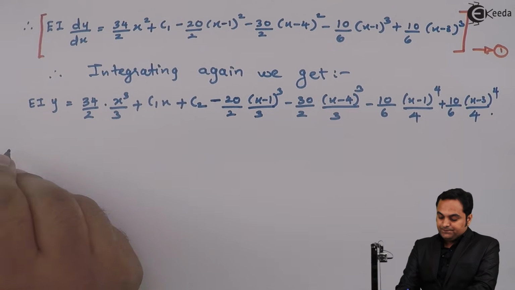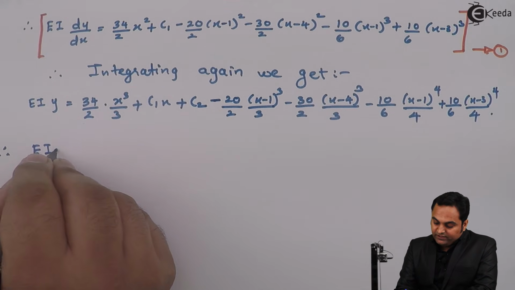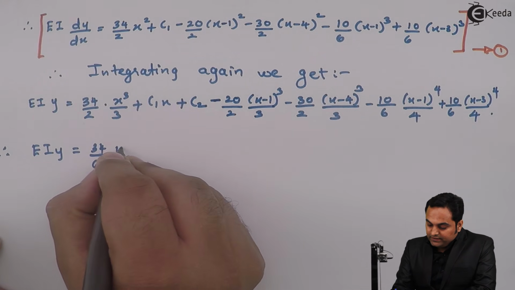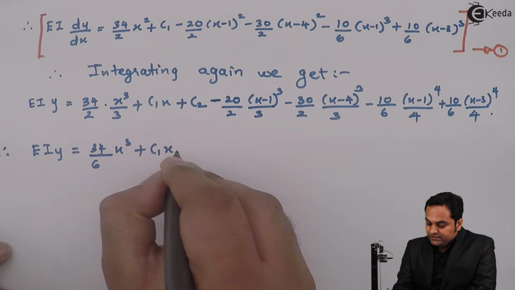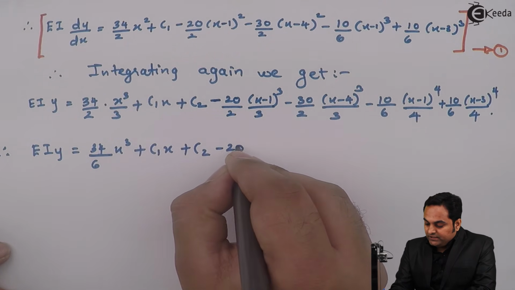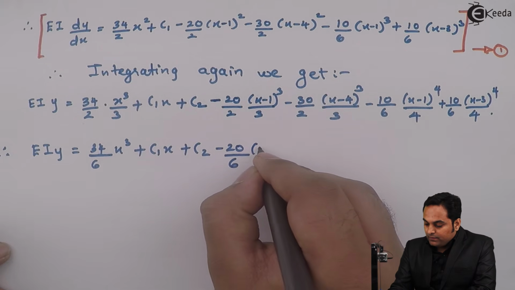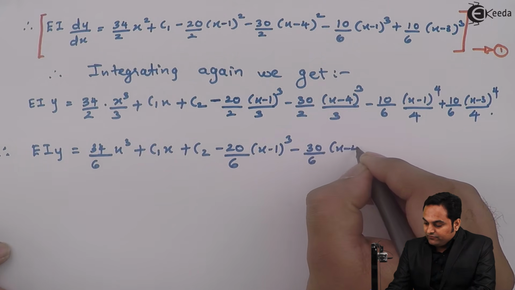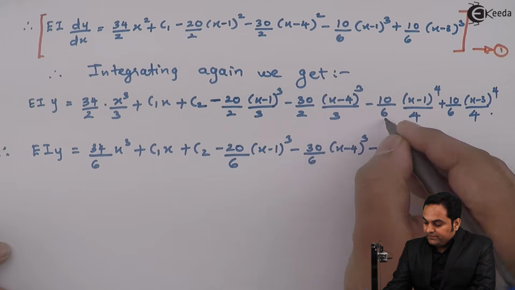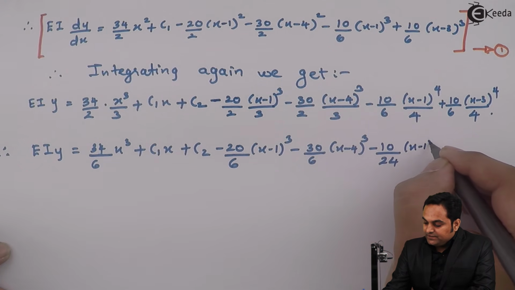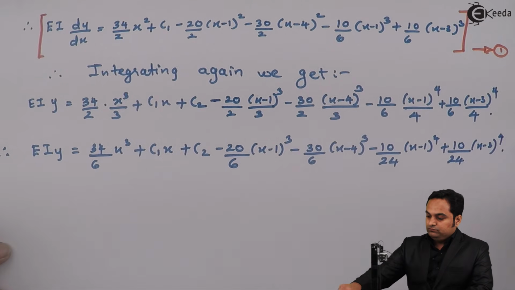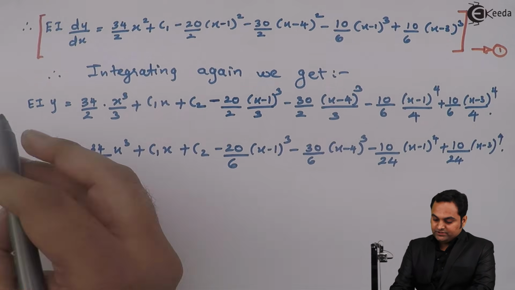I'll simplify this. So we have EI into y is equal to 34 by 6 x cube plus c1 into x plus c2 minus 20 by 6 x minus 1 cube minus 30 by 6 x minus 4 whole cube minus 10 by 6 into 4, that is 24, x minus 1 raised to 4 plus 10 by 6 into 4 is 24, x minus 3 raised to the power 4. Now I'll keep this as equation number 2.